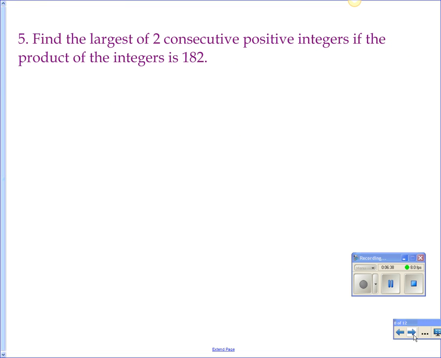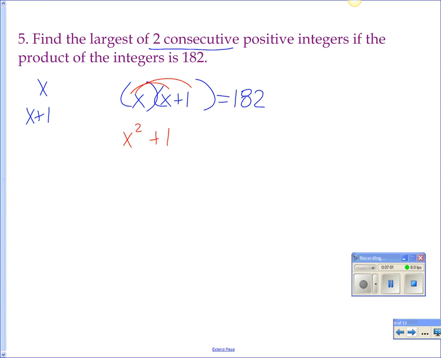All right, number 5, find the largest of two consecutive positive integers if the product of the integers is 182. Two consecutive, it doesn't say even or odd, so I do x and x plus 1. Product means to multiply, so x times x plus 1 equals 182. All right, lobster claw. Move the 182 over and it becomes negative.